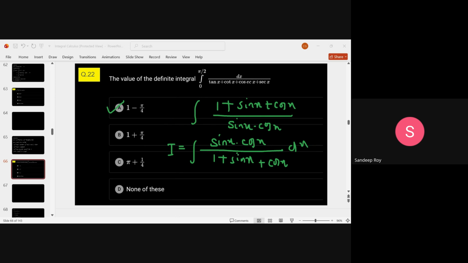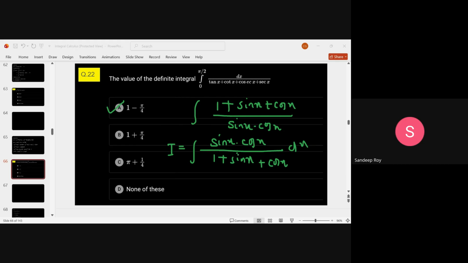Then after that, are you able to simplify further? So cos square x by 2 can be written as 1 minus sin square x by 2. So you'll get 1 minus 2 sin square x by 2. Okay, so that's it, sir.